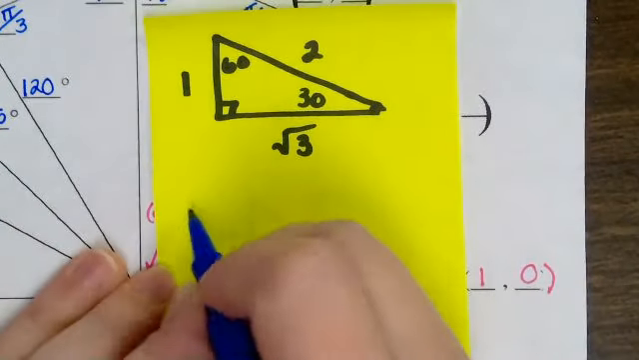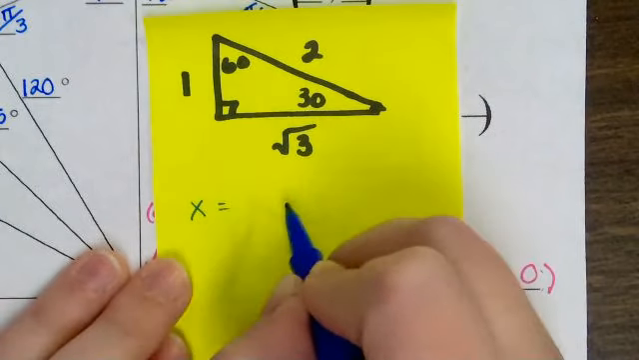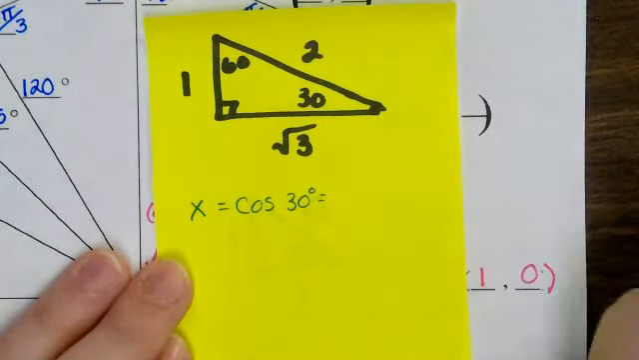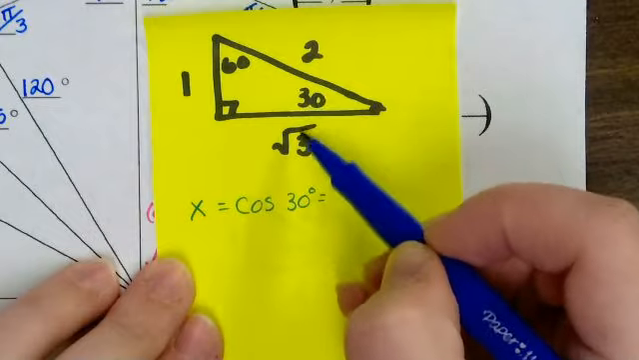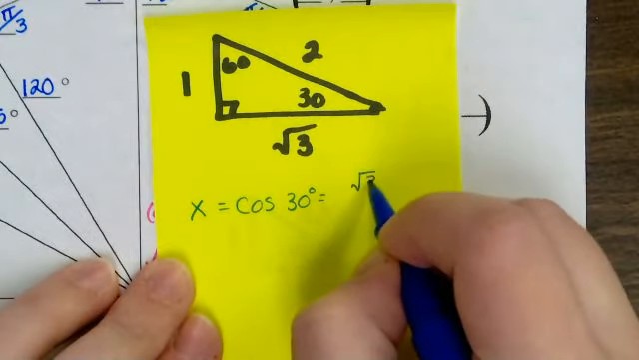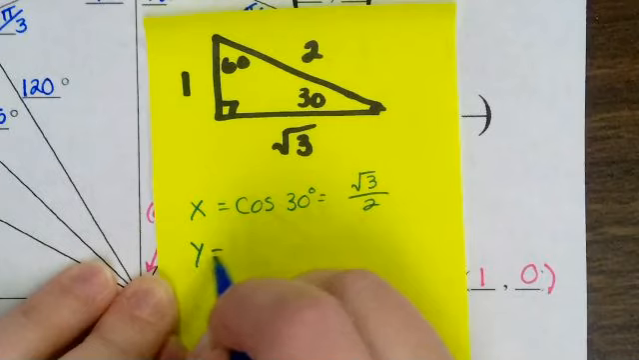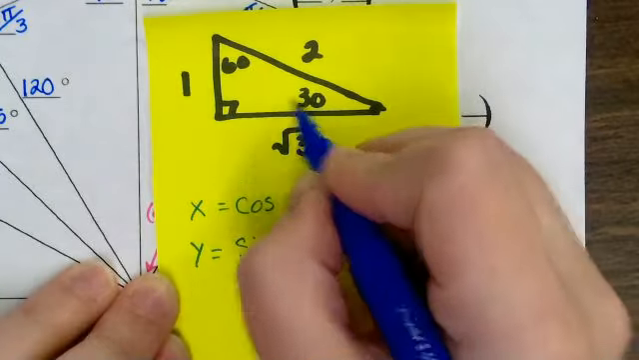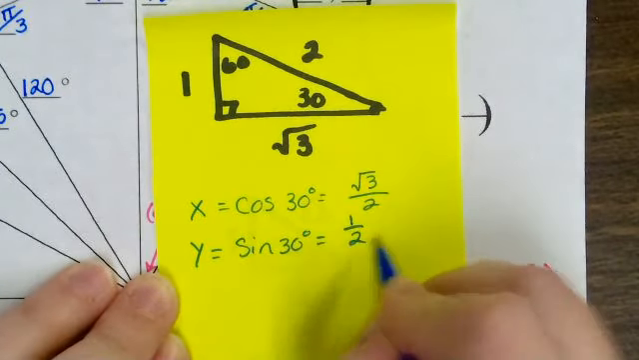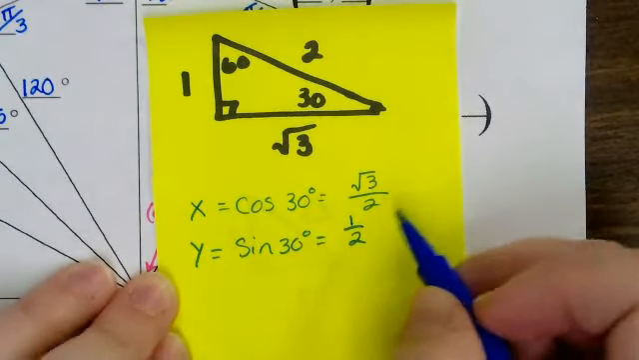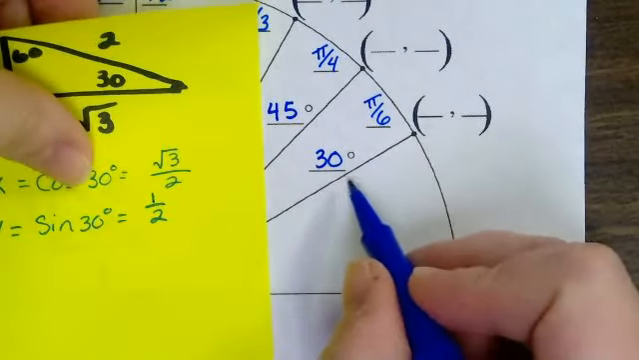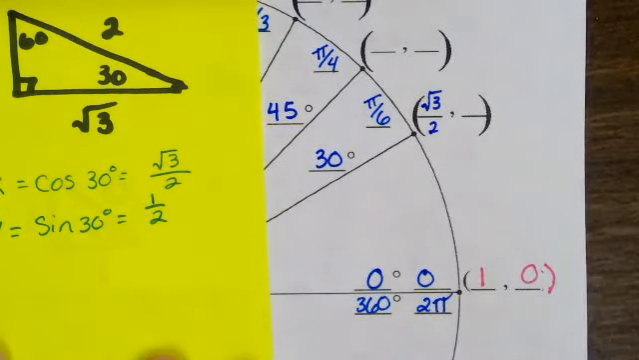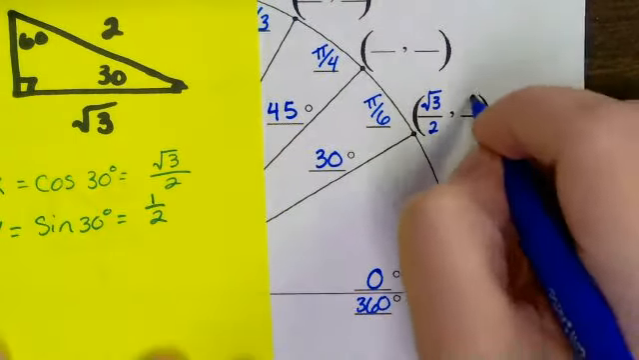All right, so for me to get the x coordinate at 30 degrees, we're going to do cosine of 30. Now cosine of 30, you're going to look at adjacent over hypotenuse, that's square root 3 over 2. For y, you're going to do sine of 30. Sine of 30, opposite over hypotenuse, 1 over 2. So the coordinate points that I get for this 30 degree angle: my x is square root 3 over 2, while the y is 1/2.